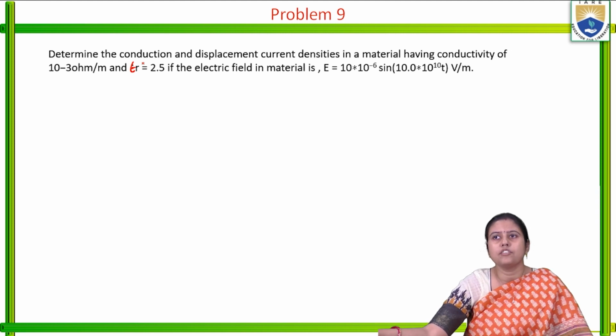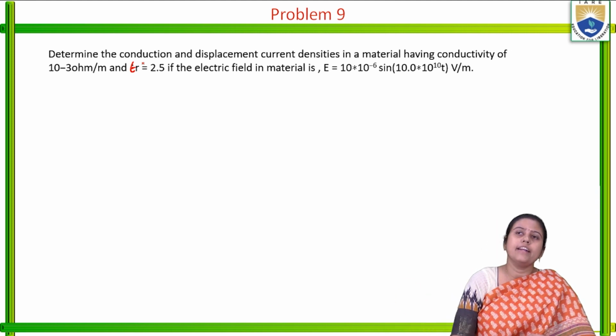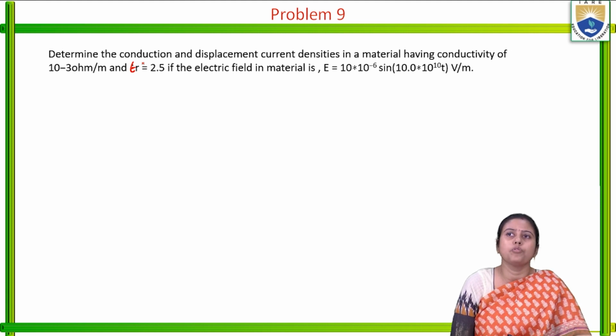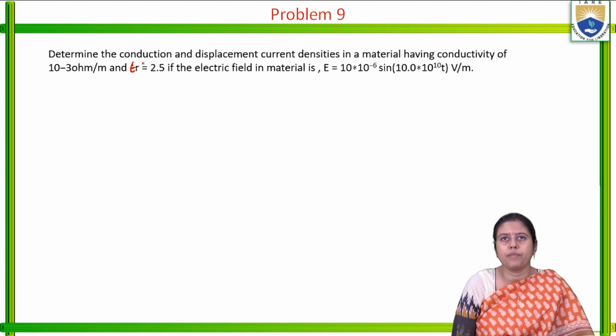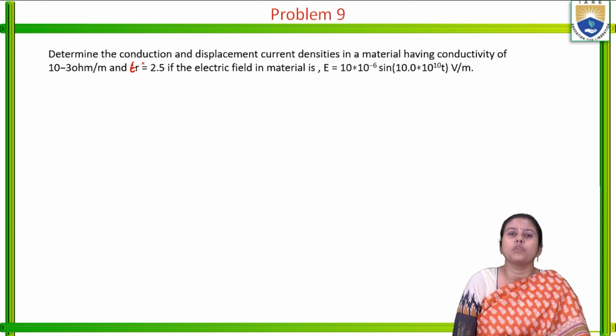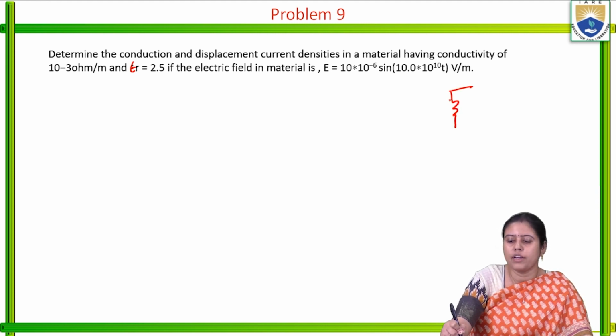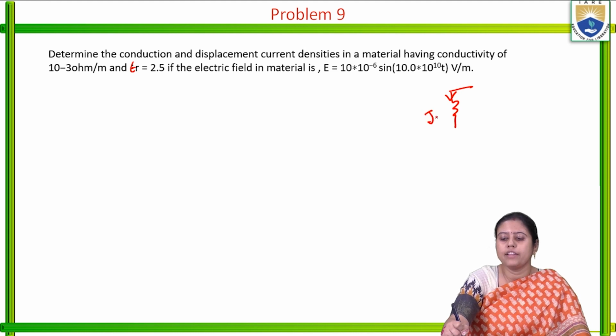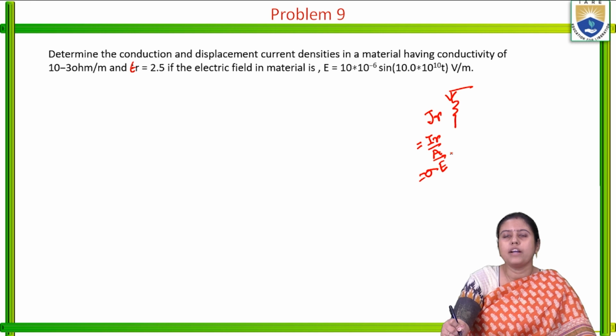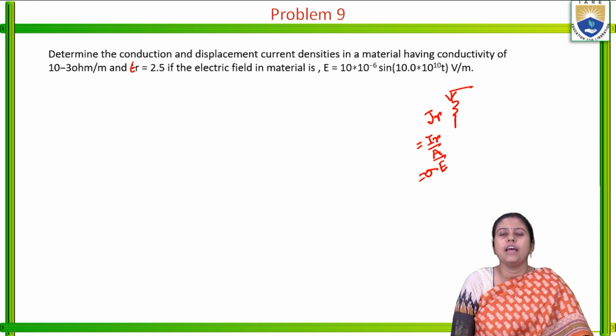So first we will discuss what the current density is. When current flows through any circuit, there are two types of current density. One is the conduction current density, another one is the displacement current density. When current flows through any conductor, we can write the conduction current density JC is equal to current through the resistor by A, and the value always comes sigma into E. What is sigma? Sigma is the conductivity, and E is the electric field intensity.